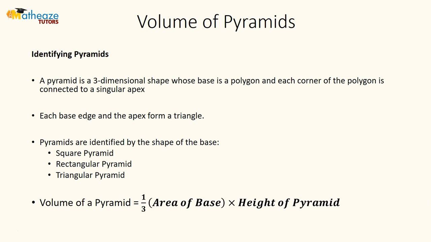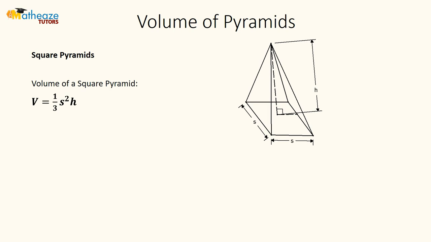So the volume of a pyramid is 1/3 the area of the base multiplied by the height of the pyramid. Now, this is the same as 1/3 the volume of a prism. So let's look at square pyramids. A square pyramid has a volume of 1/3 side squared multiplied by the height of the pyramid.